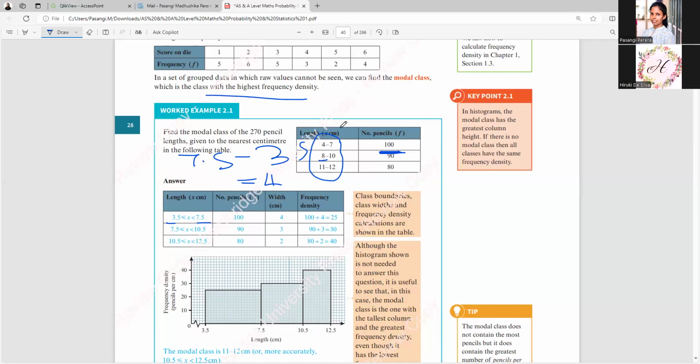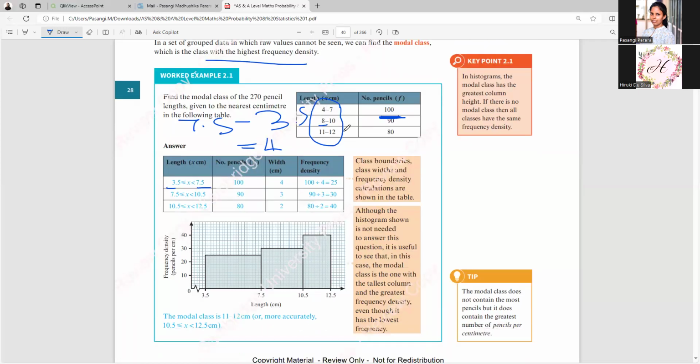If the widths of all these class intervals are equal, then we can consider the frequency only. But here the intervals, the gap, the width, is not equal, so we need to consider the density. That's the difference between those two. Is it clear? Okay.